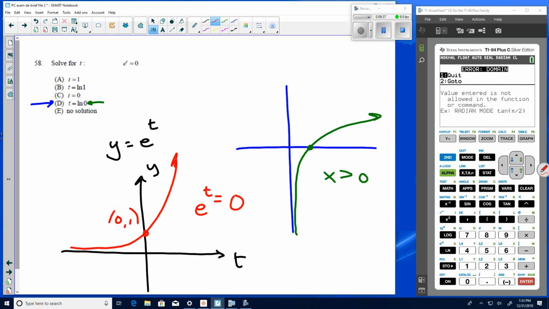So if I put my eyeball out here on the axis, here's my eyeball, and I look at the graph, nowhere will this equal 0, right? There is no solution. The exponential is always positive, right? The range is positive real numbers only. So this equation, e to the t equals 0, has no solution.